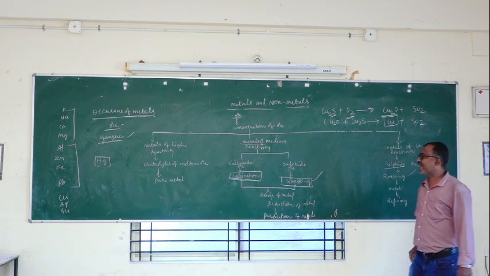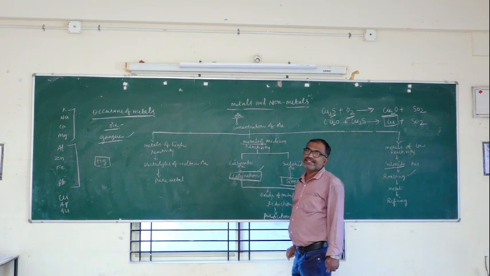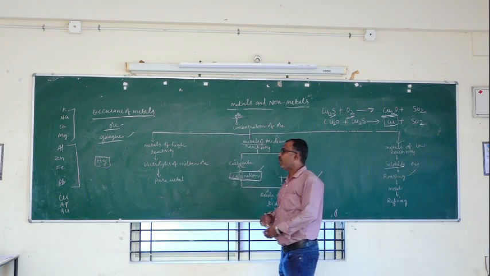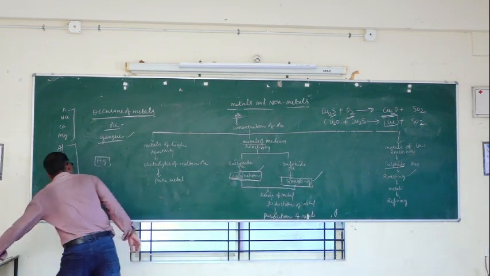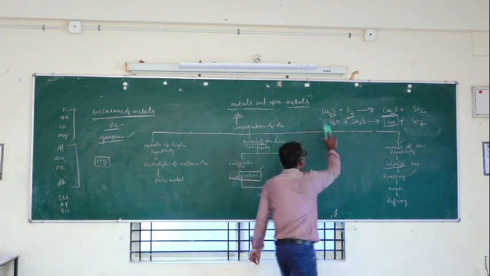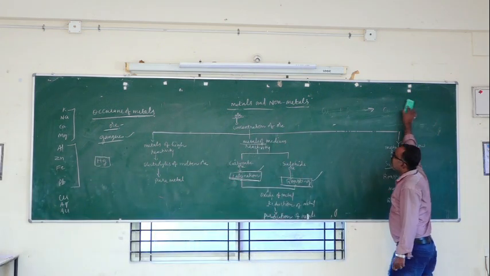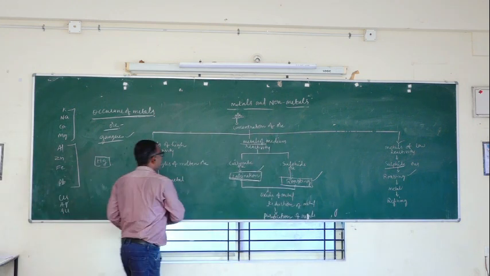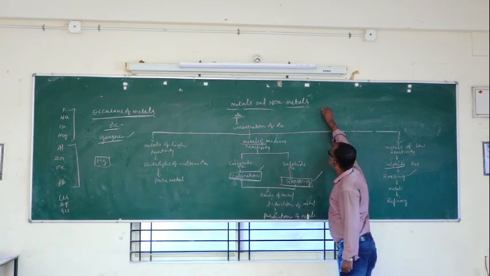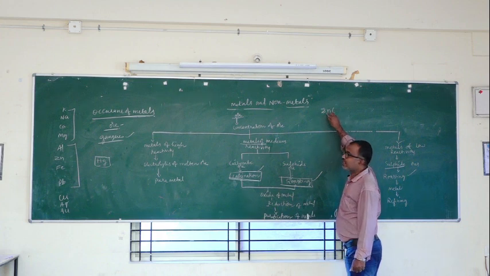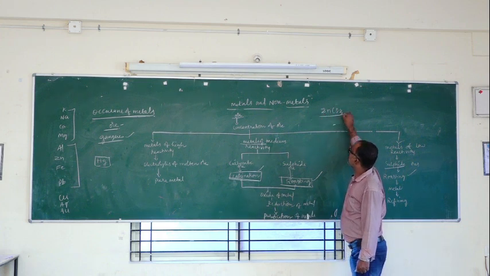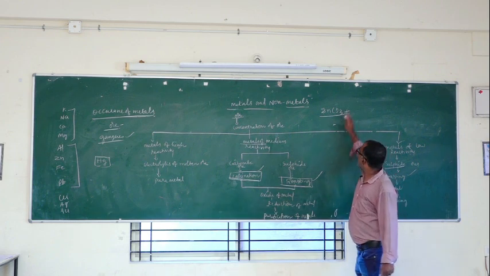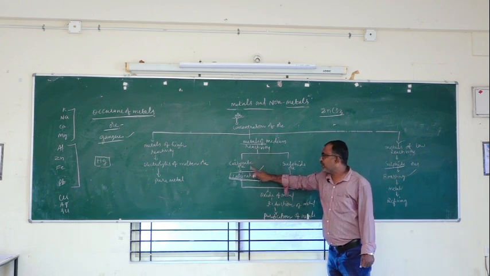Let us take another example for calcination. Calcination means it should be a carbonate ore. Let us take an example. An example for carbonate ore is zinc blende, ZnCO3. Zinc blende is the example. Here also we are going to take the carbonate ore.